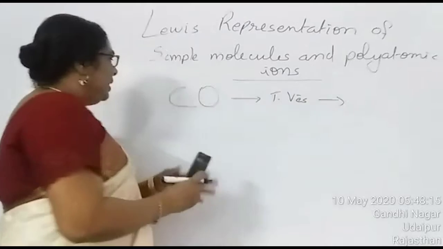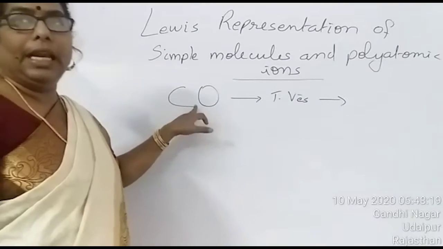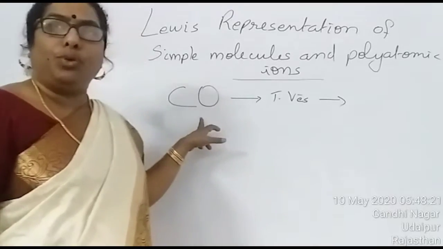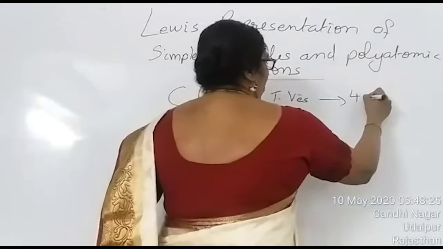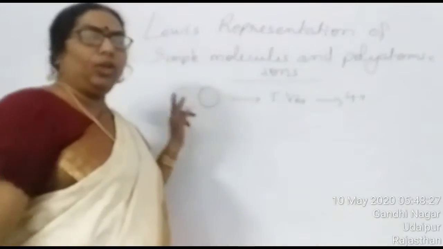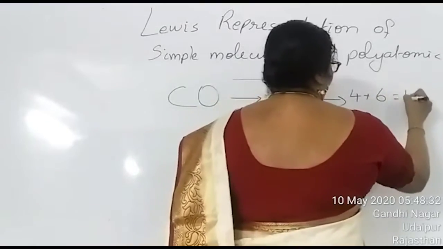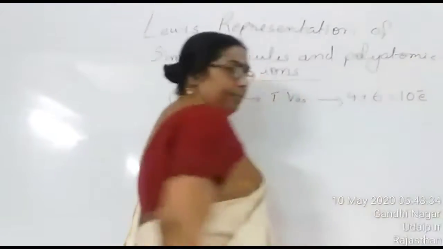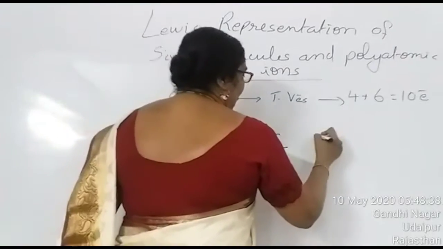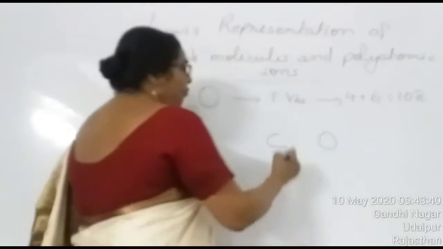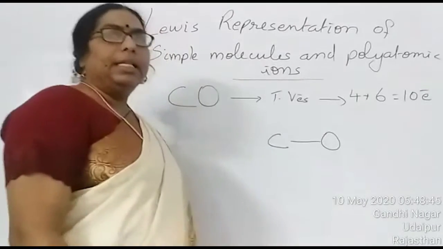You know that carbon, since it belongs to the 14th group, has electronic configuration 2,4, or it has 4 valence electrons. And oxygen belongs to the 16th group, so it possesses 6 valence electrons. So the total number of electrons we have is 10. Now you have to arrange them, carbon and oxygen.